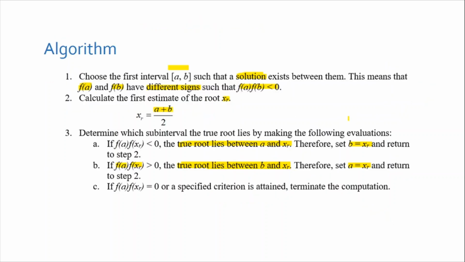Okay, and the third substep is that if the product of f of a and f of xr is equal to 0, actually, that should just be an approximation, or approximately equal to 0. So we change it to approximately equal to 0, or a specified criterion is attained, terminate the computation.